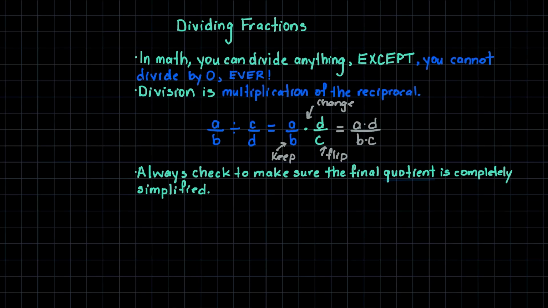And as usual, because we end up with multiplication and most likely a fraction, always check to make sure the final quotient is completely simplified. Remember, quotient is just the answer to a division problem. All right, let's divide some fractions.